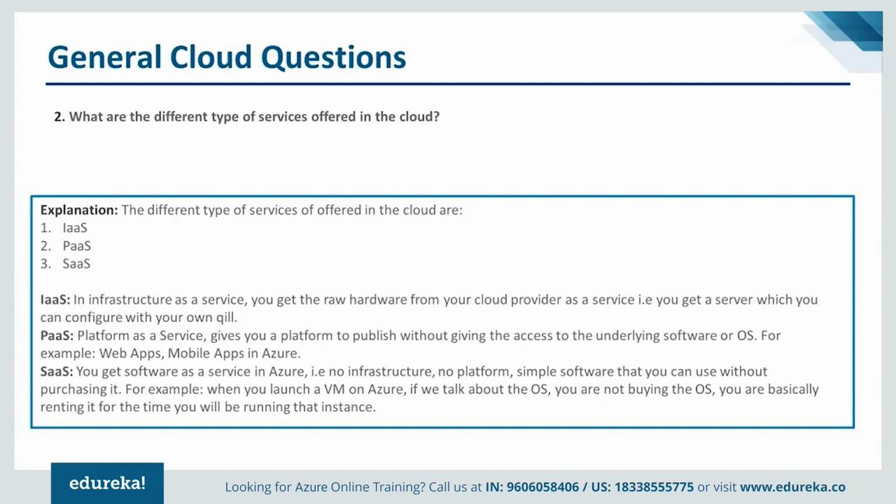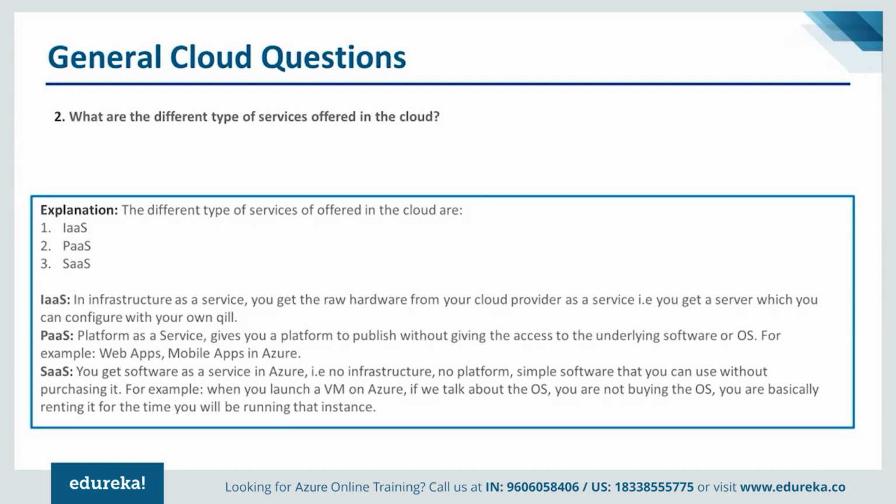So for example, when you launch a VM on Azure, if you talk about the OS, you're not buying the OS. And if you talk about PaaS, you're not buying the service. You're just basically paying for the software, which is running on either IaaS or PaaS. So this is what we get as far as types of cloud is concerned.